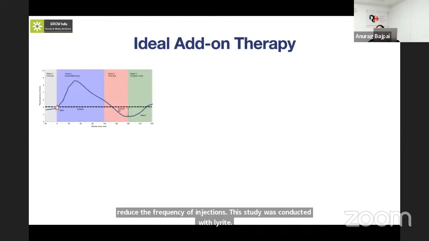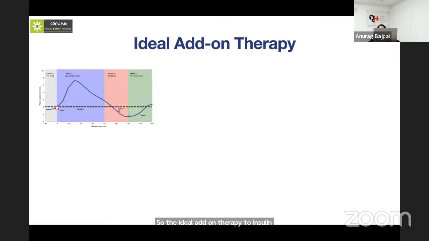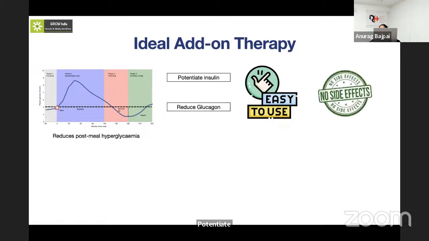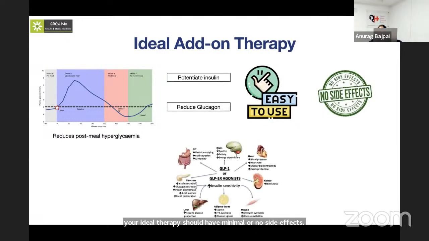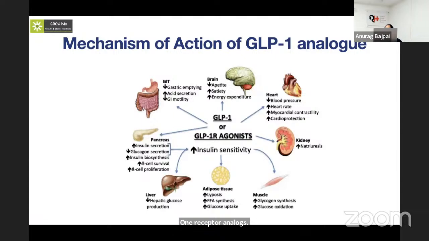So the ideal add-on therapy to insulin in the given scenario is something that will reduce your post-meal glycemic excursions, potentiate the action of insulin, reduce glucagon, is easy to use, and has minimal or no side effects. So the one meeting most of these criteria is your GLP-1 receptor analogs. The mechanism of action, if we look at it broadly, is that it increases your pancreatic insulin secretion, reduces glucagon secretion, decreases gastric emptying, and increases your satiety levels, thereby restricting the amount of food intake.